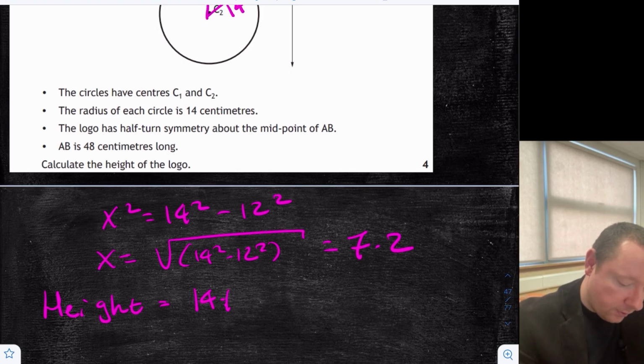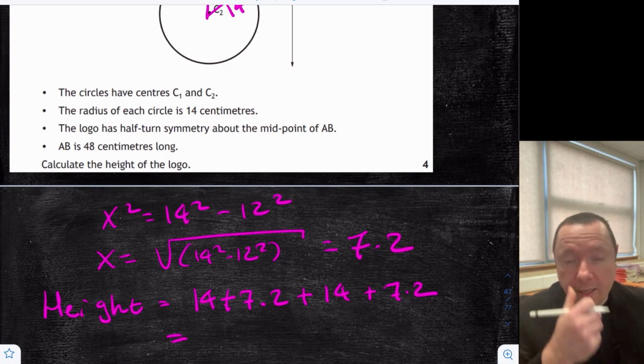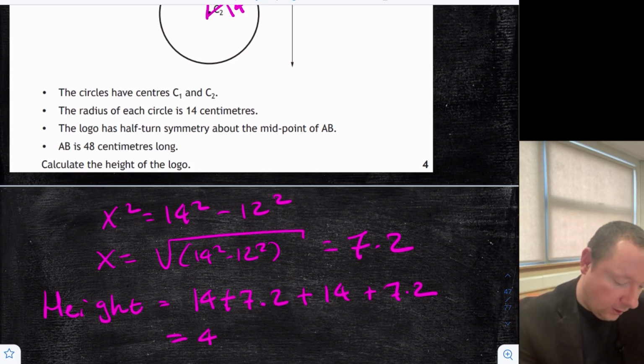14 plus 7.2, and then times by 2, or just add 14 plus 7.2 again. And you get an answer of 42.4 centimetres.